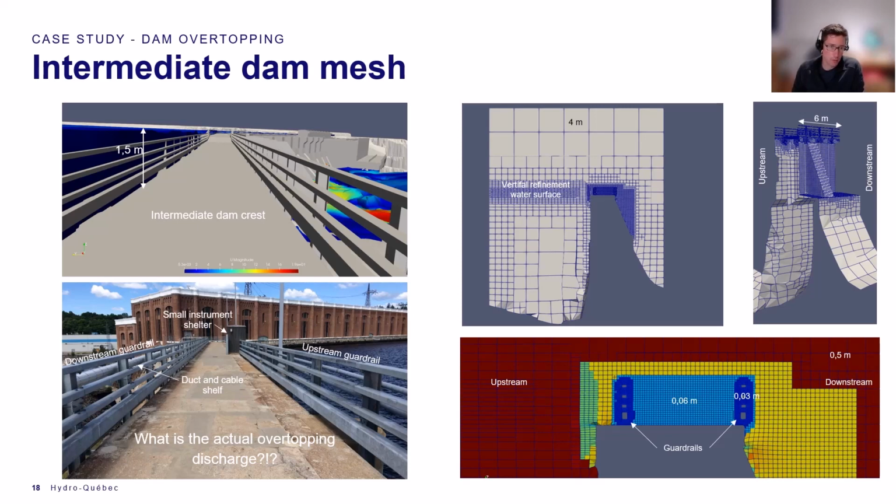However, there are several hindrances on the crest now. There's an upstream guardrail and a downstream guardrail, because the dam is used as a bridge. There are some ducts and cable shells on both sides. There's a small instrument shelter. So we're expecting discharge to be less than the theoretical discharge.